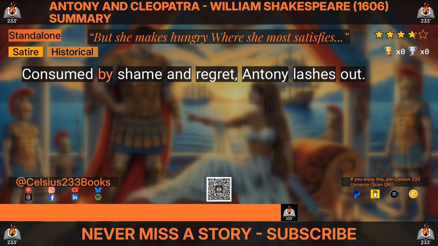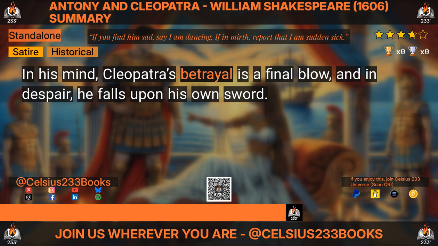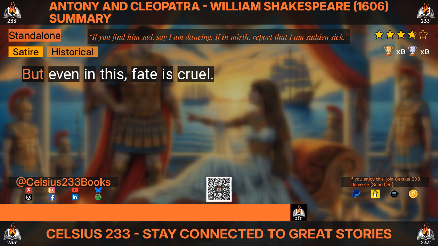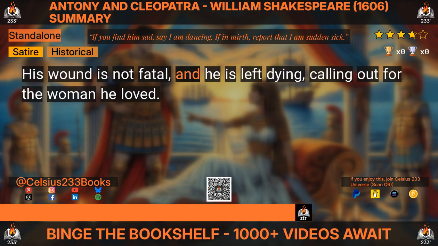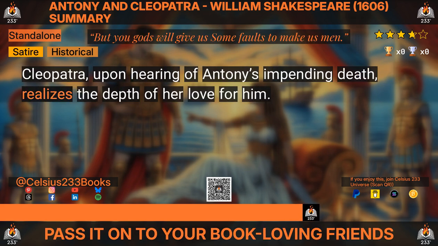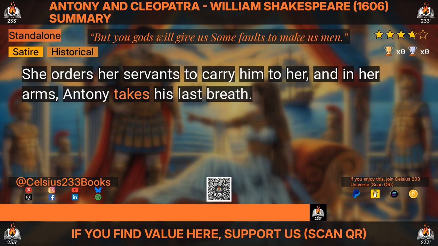Consumed by shame and regret, Antony lashes out. In his mind, Cleopatra's betrayal is a final blow, and in despair he falls upon his own sword. But even in this, fate is cruel. His wound is not fatal, and he is left dying, calling out for the woman he loved. Cleopatra, upon hearing of Antony's impending death, realizes the depth of her love for him. She orders her servants to carry him to her, and in her arms, Antony takes his last breath.